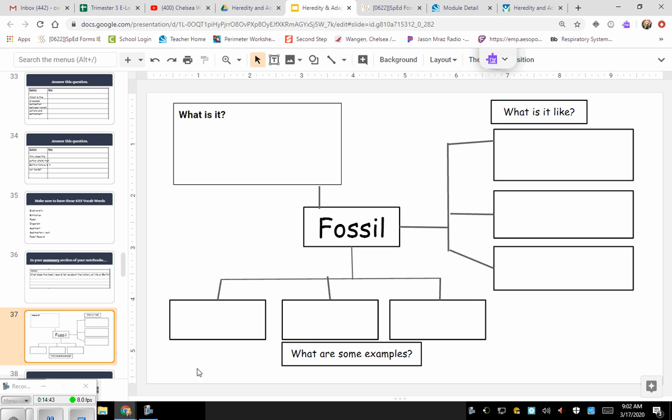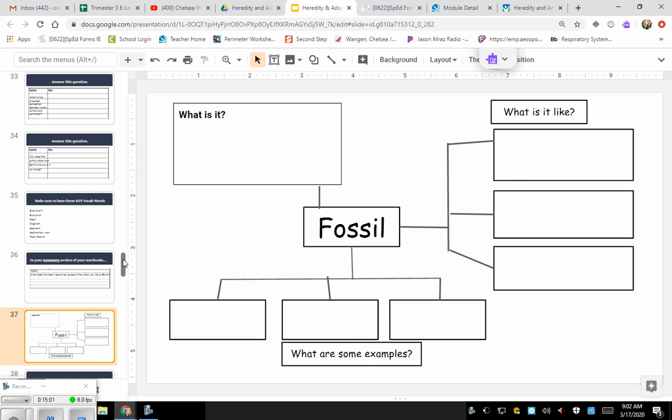And then some examples. We looked at fossil records, so you should be able to tell me what a fossil is. What are some examples? What do they look like? What is it? Maybe even define what that organism is, so that I can see that you are able to clearly give me examples.